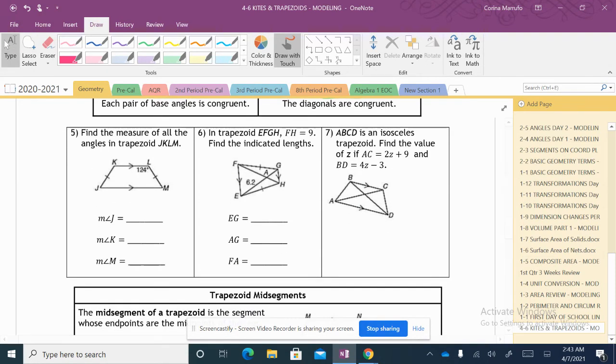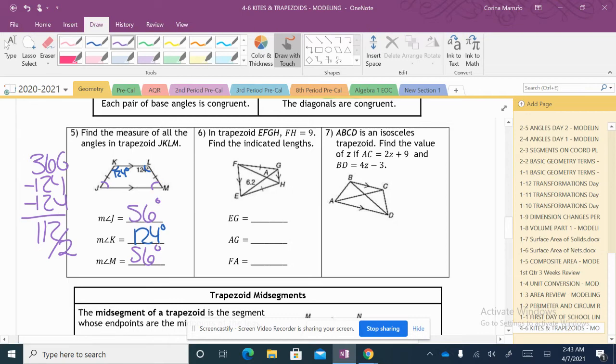It says here, find the measure of all the angles in the trapezoid. So here, if this one is 124, angle L, so is this one right here, angle K. Now this is a quadrilateral. It still has 4 sides, so we're going to take the 360 and subtract the 2 angles that we know. We know both of these are 124. So in my calculator, I'm going to do 360 minus 124 minus another 124 to give me 112. That means together, these two need to add up to 112, and since they're equal in measure, we can divide it into 2 equal parts, which is 56 each.